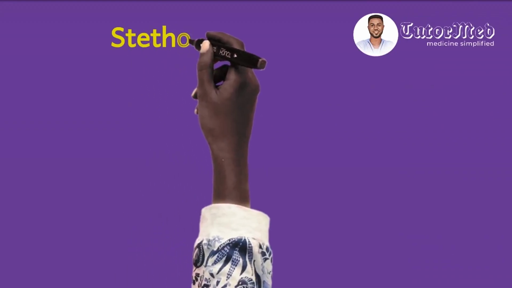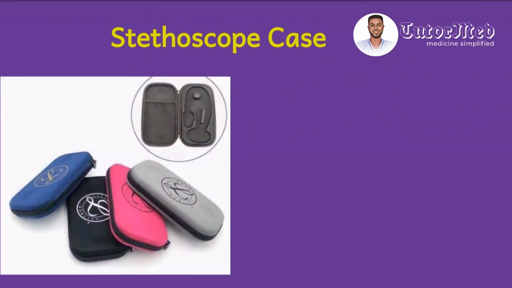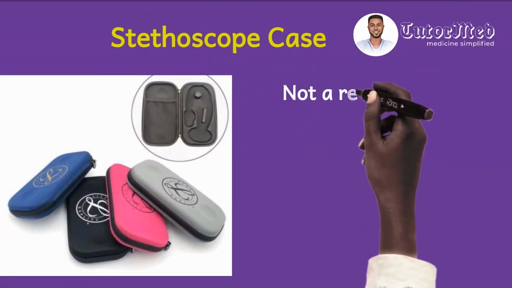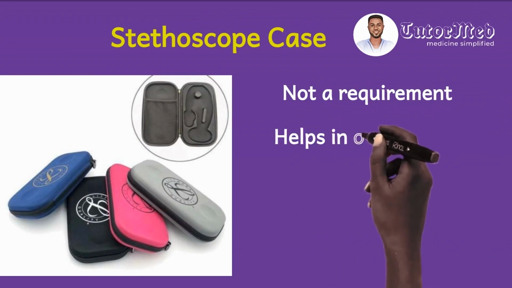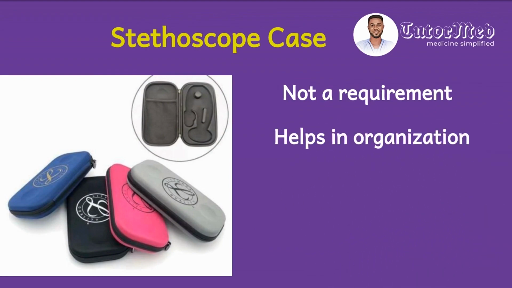And then last but not the least is the stethoscope case. Now, this is not a requirement actually. It is not a requirement at all, but it helps you in your organization. It provides space to keep your stethoscope, your patella hammer, your pen torch, your tape measure. It is better to have it that way so that you don't have things scattered in your lab coat and then you don't know where your stethoscope is.